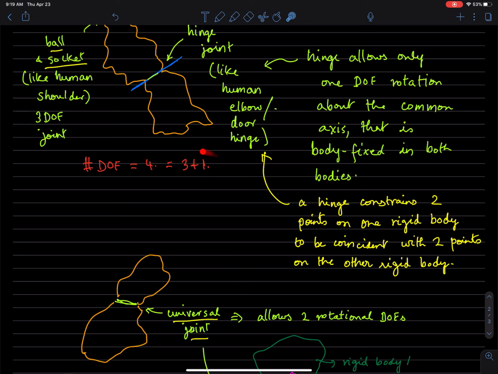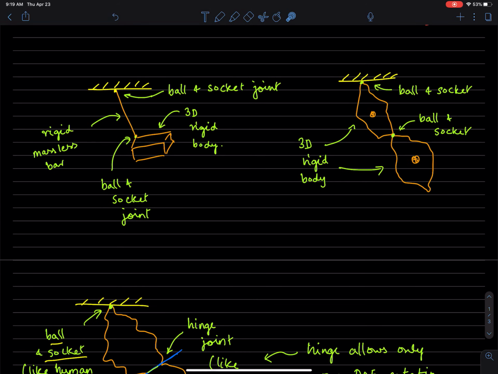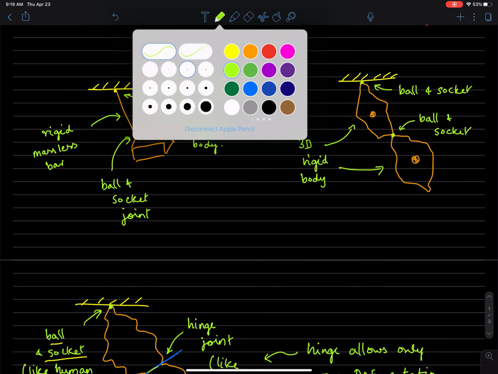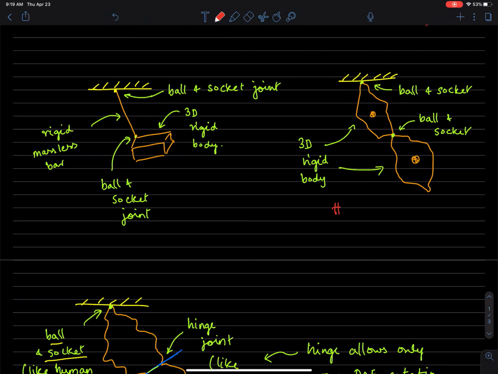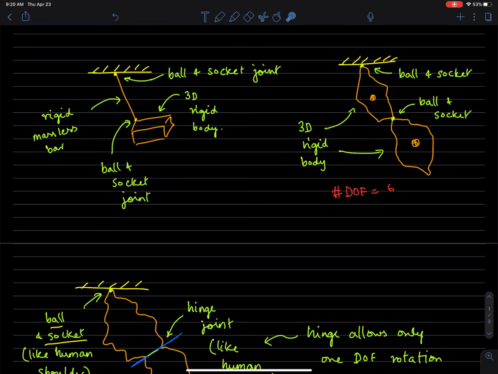This system, of course, has 4 degrees of freedom. This one has 6 degrees of freedom, because this has 3 degrees of freedom relative to this, and this has 3 degrees of freedom relative to this rigid body. Each rigid body has 3 rotational degrees of freedom here.